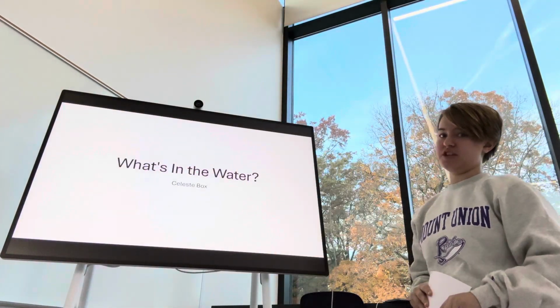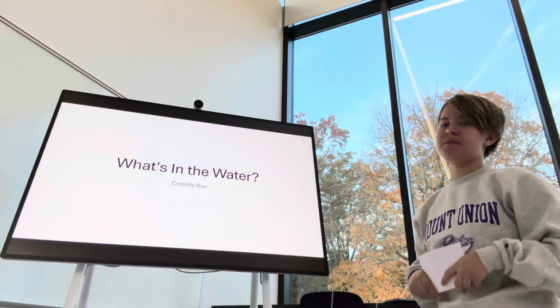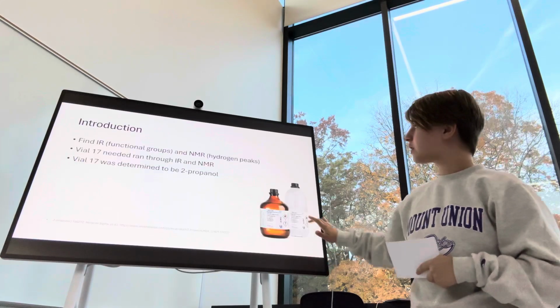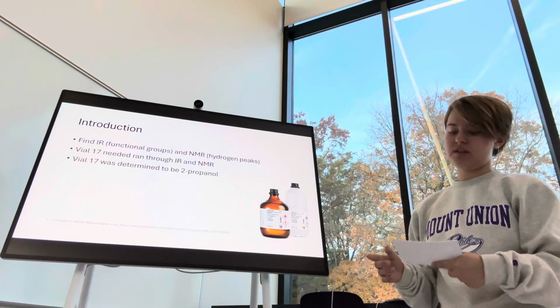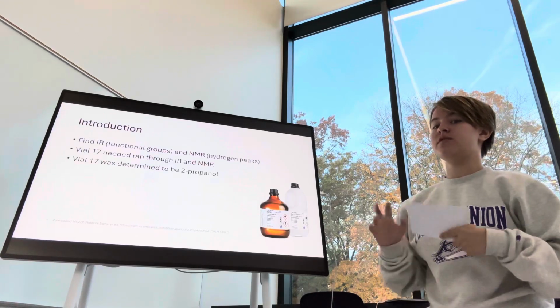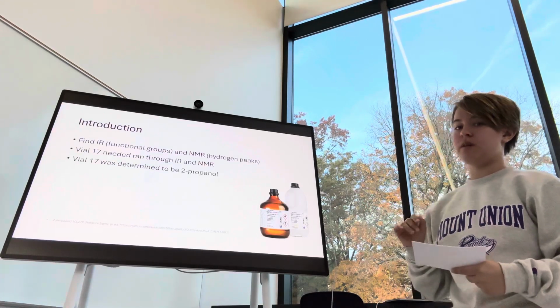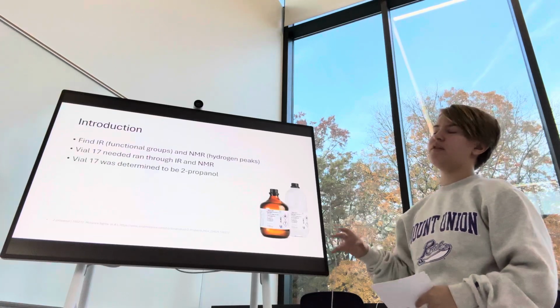So today my presentation is going to be based off of our first experiment, which was what's in the water. So what is the purpose of this experiment? The purpose of this experiment is to find the IR, which is the functional groups, and the NMR, which is the number of hydrogen peaks for your given unknown.